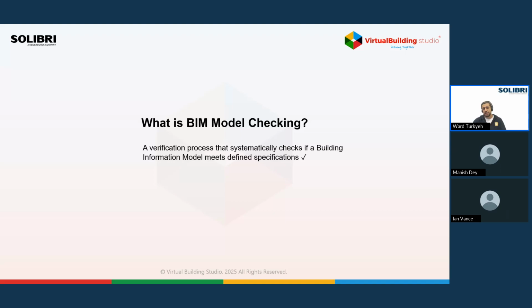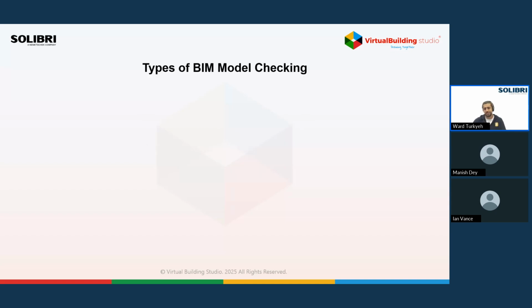These are the things that ensure that our BIM model is reliable and it can be used on site and by other stakeholders in the project. So also, we're identifying errors early before the construction actually begins. And this is what we mean by BIM model checking. But also, what are the different types of BIM model checking? We are already familiar with the clash detection process.